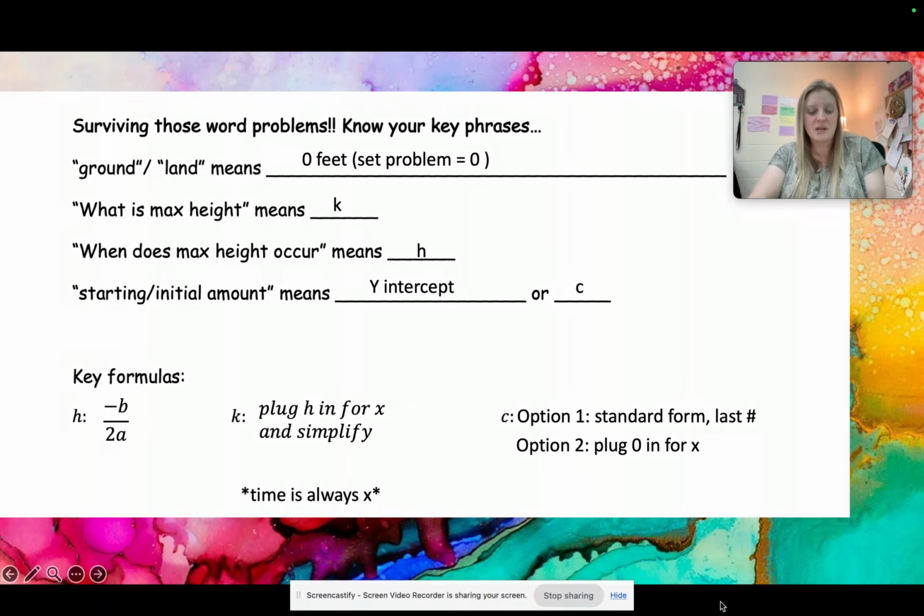And I always put this little hint in for my students, just a friendly reminder, time is always X. So if they're asking you to find the height at 10 seconds, that means plug 10 in for time, plug 10 in for X.